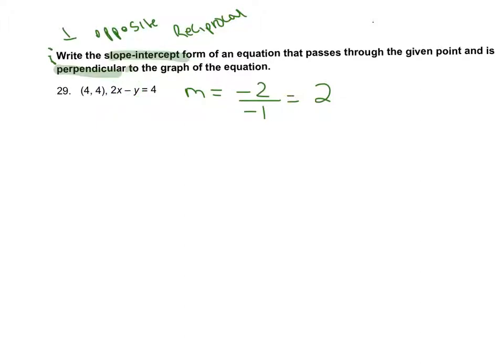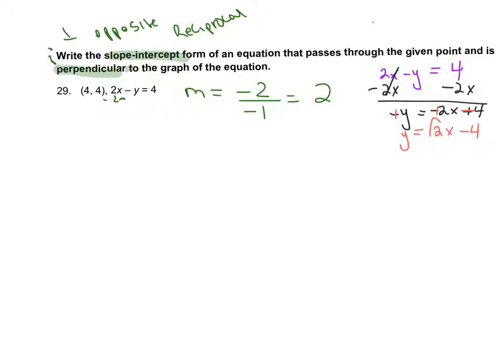Again, if you don't like to use a shortcut, that's fine. Rewrite it into y equals mx plus b. I would minus 2x from both sides. I would get negative y equals negative 2x plus 4. Then I'd have to multiply everything by negative 1 because I can't have negative y. And I would get y equals 2x minus 4, where the slope is 2. If I'm perpendicular, my new slope is the opposite of 2, which is negative, and the reciprocal of 2 over 1 is 1 over 2. So my new slope is negative 1/2.